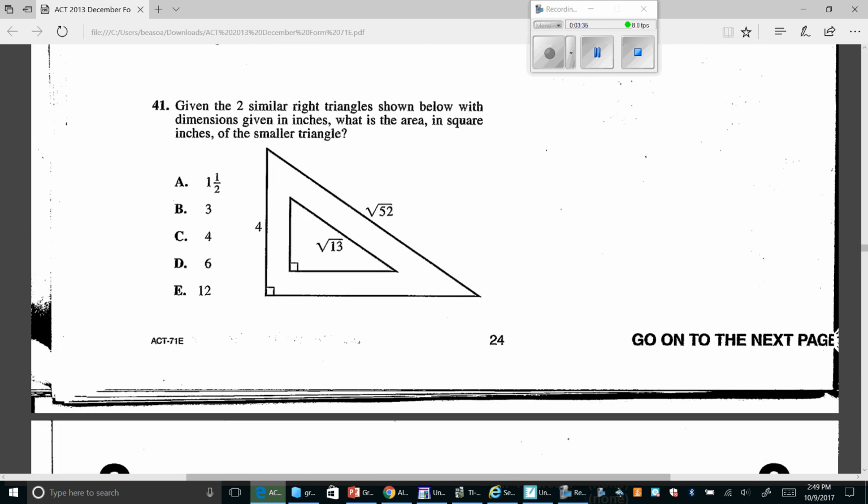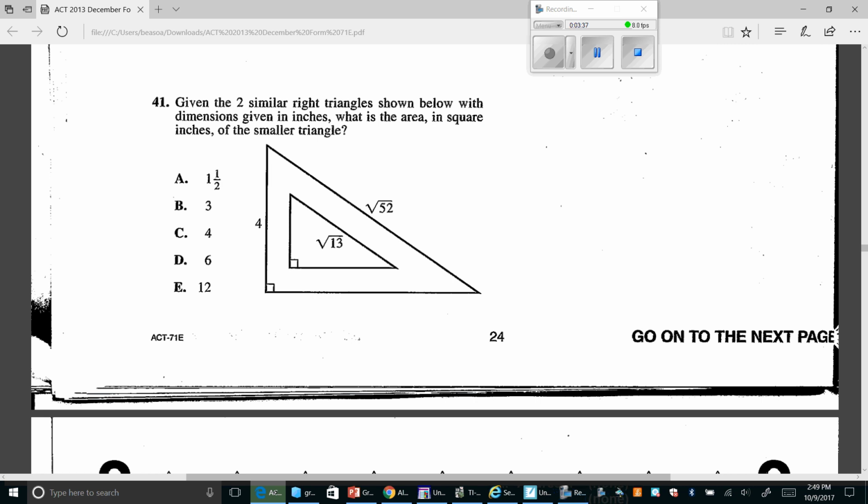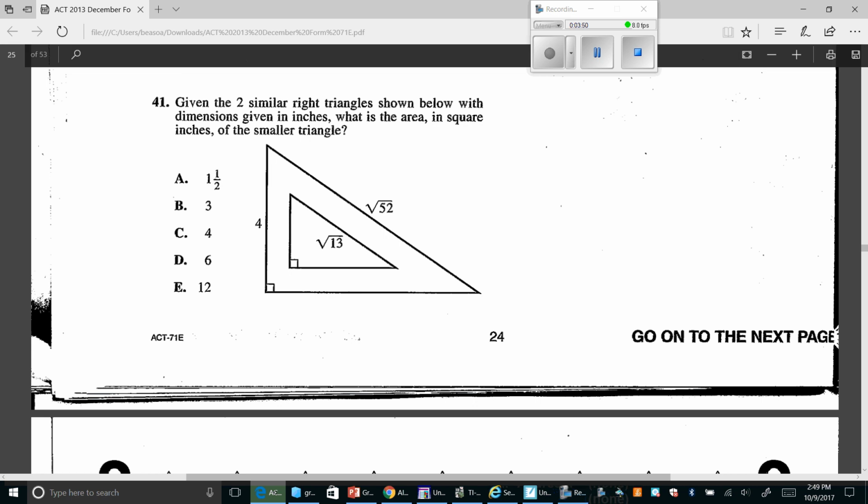All right, 41. These are similar right triangles, another similarity question. They want the area of the smaller triangle. So what I have to do is find this side and this side. First of all, I need to see how much bigger this is than this.